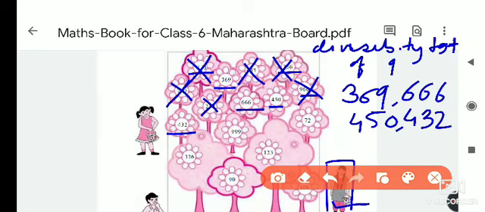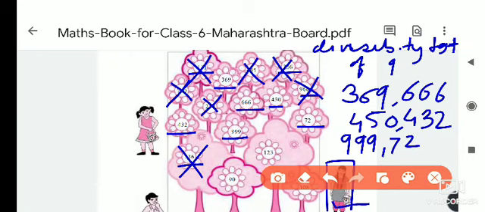Next it is 999. 9 1s are 9, 9 2s are 18, and 9 3s are 27. And this number is divisible by 9 because the sum is 27. Next, 72. 7 plus 2 is 9. So she will take flower from this. Next it is 336. So 3 plus 3 is 6, and 6 plus 6 is 12. So 12 is not there in the table of 9. She will not take flower from this tree also.